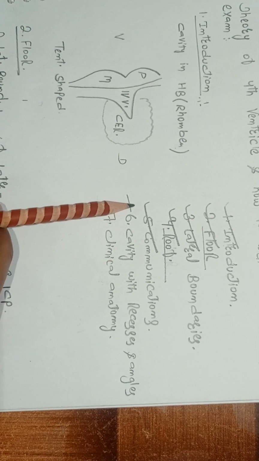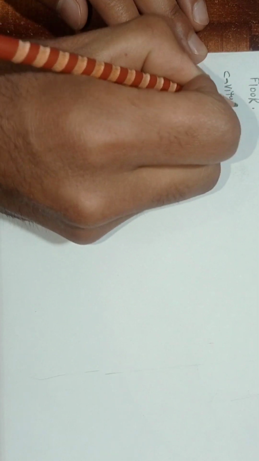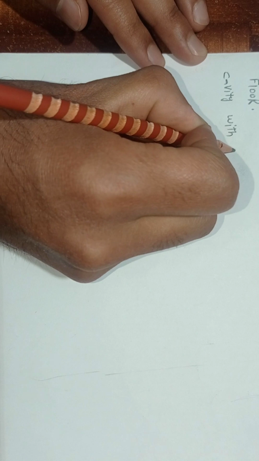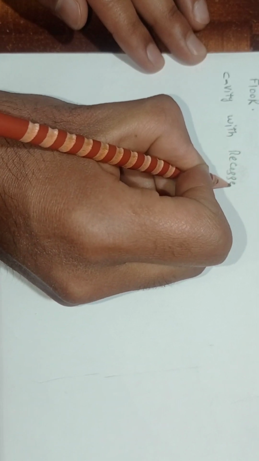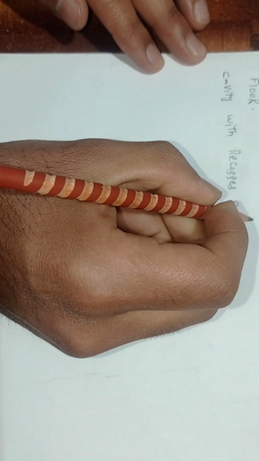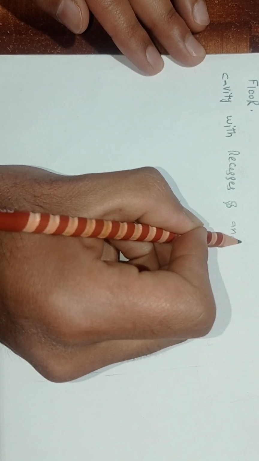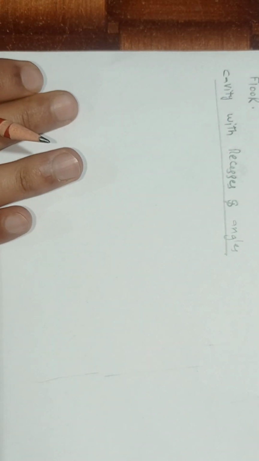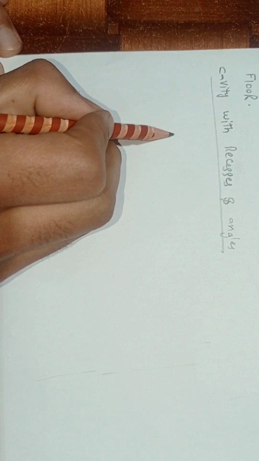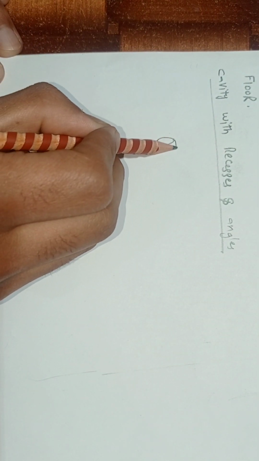Now we will talk about the cavity with recesses and angles. For this heading, we will draw a diagram. We will draw a simple diagram like this, in this way.